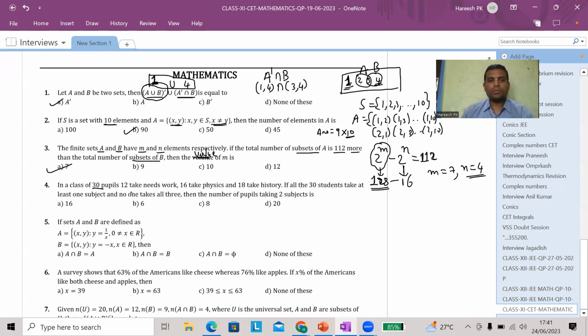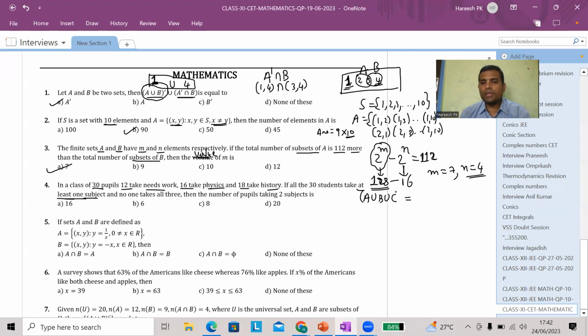A class of 30 pupils, 12 take needlework, and 16 take physics, 18 take history. If all 30 students can take at least one subject, and what is the meaning of this word at least? So whenever you hear this word at least one subject, at least one means either circle 1 or circle 2 or circle 3, right? So the word at least one means A union B union C.